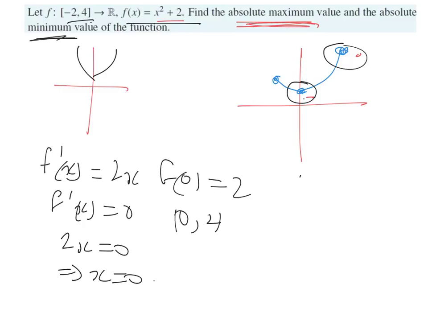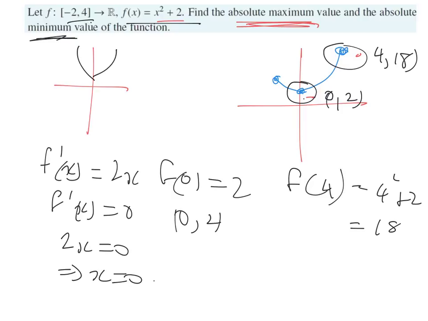So what we do is we find f of 4. That equals 4 squared plus 2, and we're at 18. So here we are at 0 and 2, and here we are at 4 and 18.